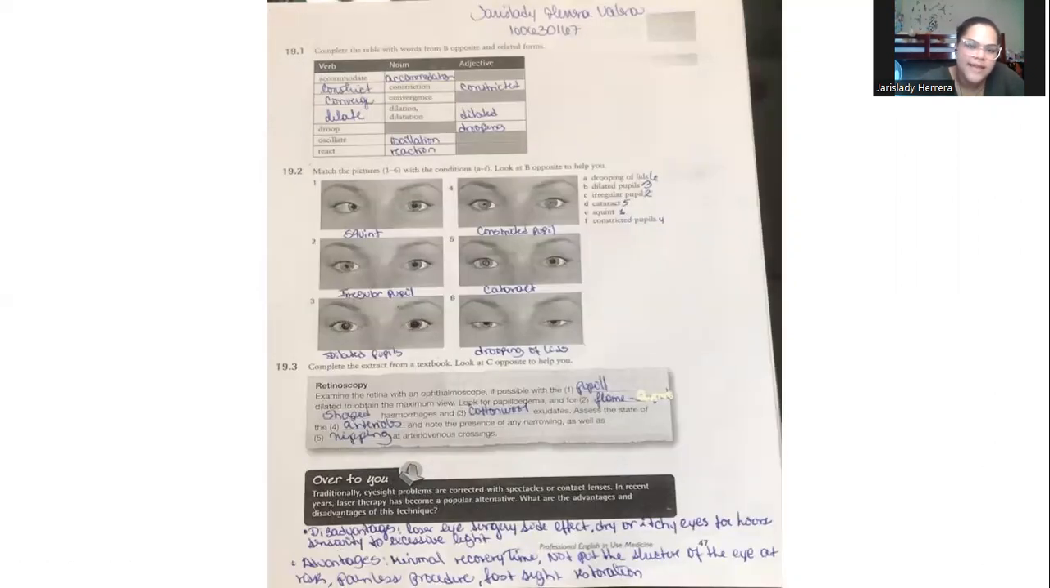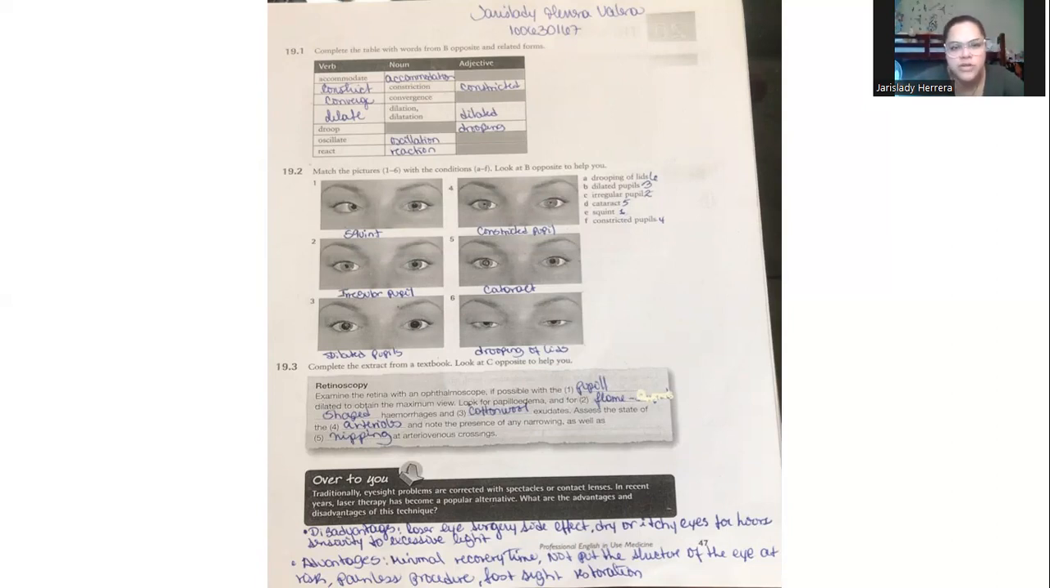Unit 19. Complete the table with the words. Verb, accommodate. Noun, accommodation. Not adjective. Constrict, constriction. Converge, convergence. Not adjective. Dilate, dilatation. Delayed. Drop, not noun. Dropping. Oscillate, oscillation, not adjective. React, reaction, not adjective.